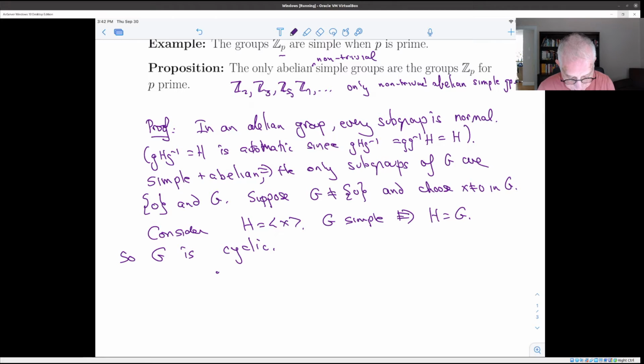So either, first of all, G is Z, but Z is not simple. It has subgroups. For instance, 3Z is a subgroup of Z. So since Z has subgroups, we can cross this off. Z is not simple.